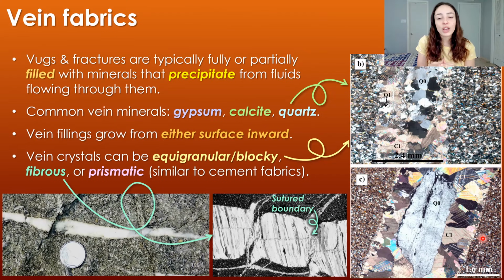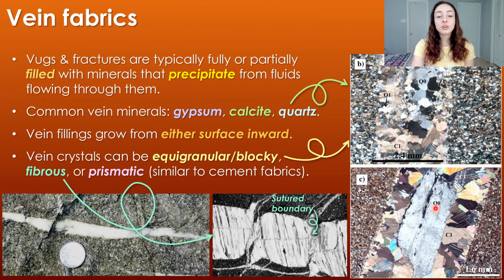Next, I want to discuss vein fabrics. Veins are really cool because they can form in basically any rock type because it's just like a fracture that's been filled, and they're typically fully or partially filled with minerals that precipitate from fluids flowing through them. So remember, fluids contain ions that, if they get saturated enough in that solution, will start precipitating out, especially if they have a grain surface to precipitate on or just to nucleate their grains on and then start growing toward the interspace of that vein. Common vein minerals include gypsum, calcite, or quartz, and sometimes they're not acting alone.